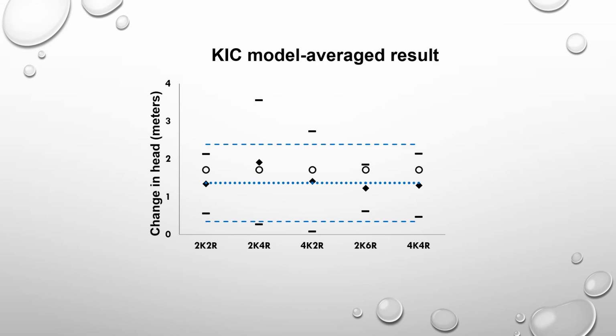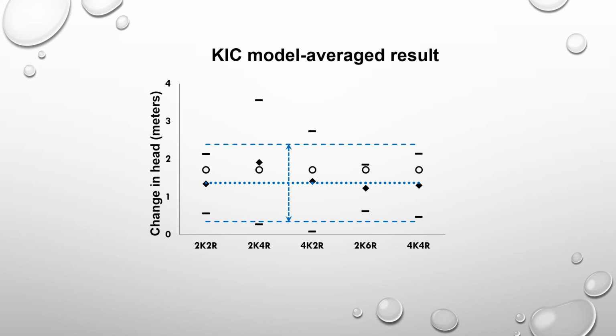Finally, we look at the KIC model average result. The blue dots represent the KIC model averaged prediction of change in head, and the dashed line represents the model average 95% confidence interval on that prediction. And you can see that this confidence interval is between the confidence interval of the first model and the third model.